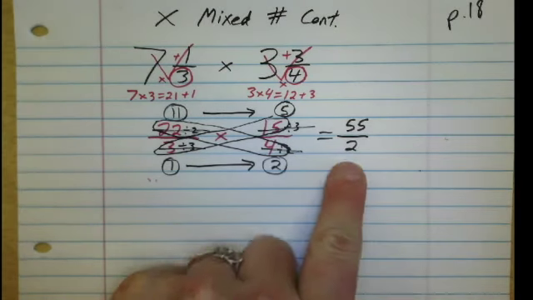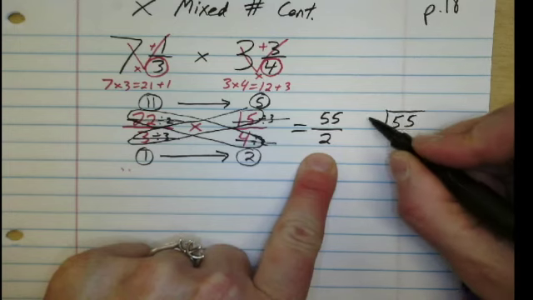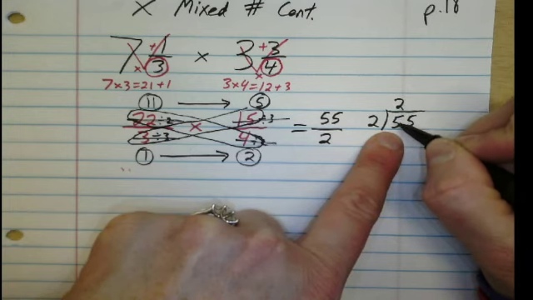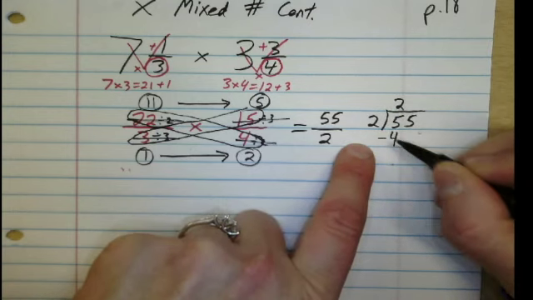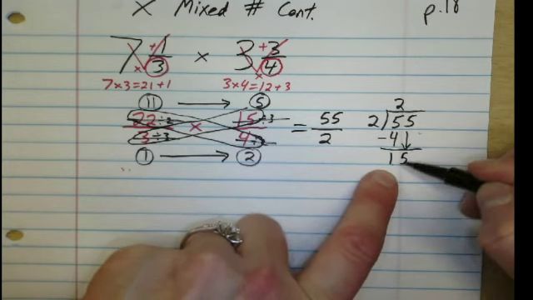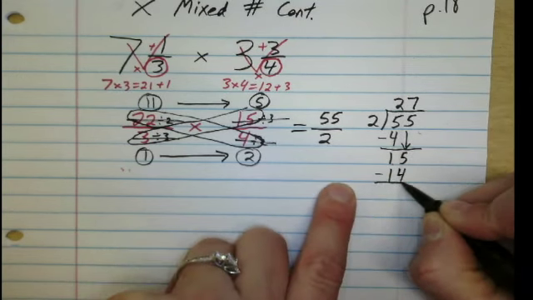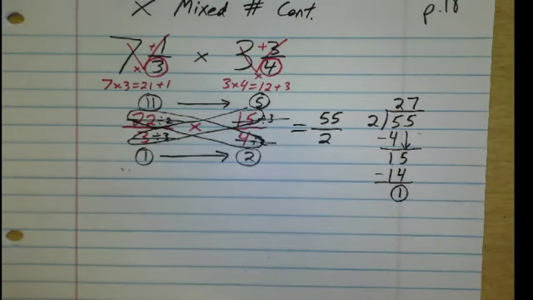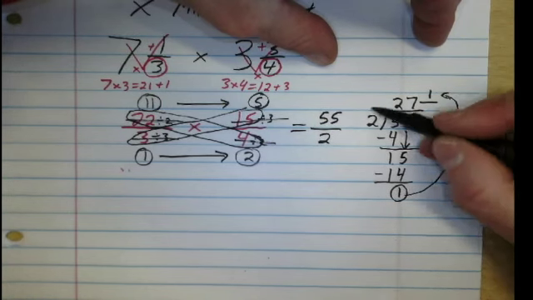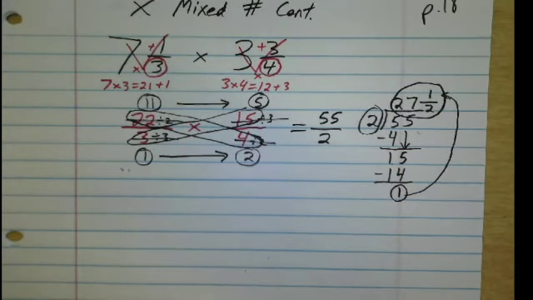And what is wrong with our answer? It is improper. We have one more step. 55 divided by 2. 2 goes into 5 2 times. Notice I wrote that right above the 5. 2 times 2 is 4. Subtract. I get a 1. I bring down the 5. 2 goes into 15 7 times. That gives me 14. Subtract. I get a 1. That is my remainder. I want to make it a mixed number, so I'm going to make a fraction. The 1 goes on the top over what I'm dividing by, the 2. So 27 1/2 is my answer.